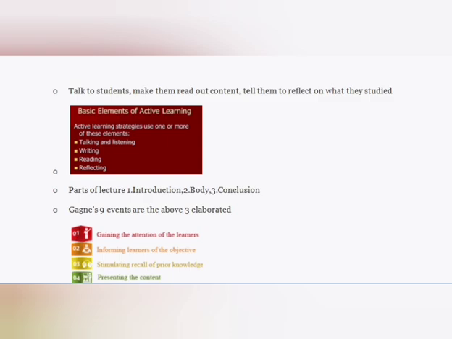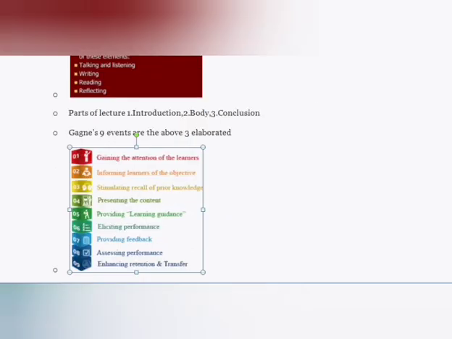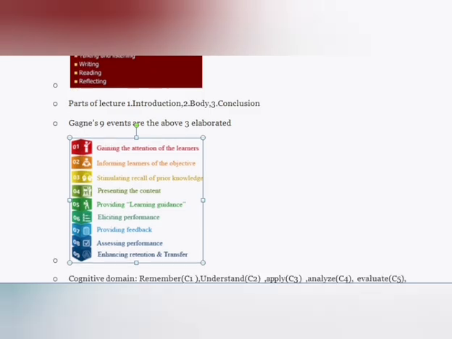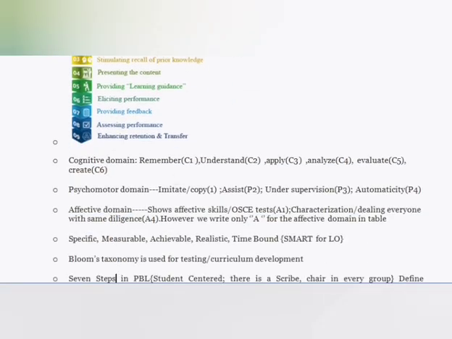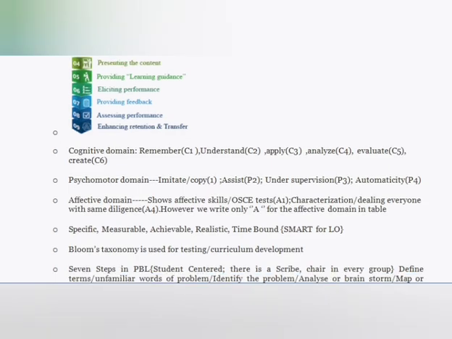Gagne's nine events are gaining attention, informing learners of objectives, stimulating recall, presenting content, providing learning guidance, eliciting performance, providing feedback, assessing performance, enhancing retention and transfer. Cognitive domain: remember, understand, apply, analyze, evaluate, create.